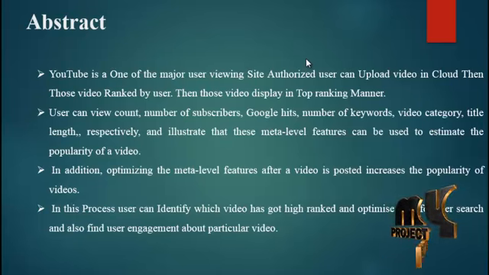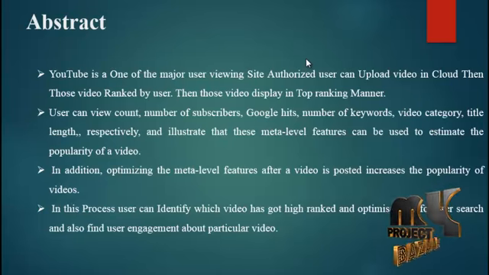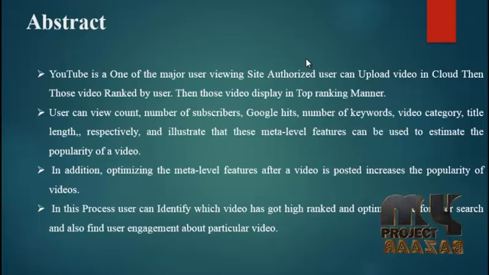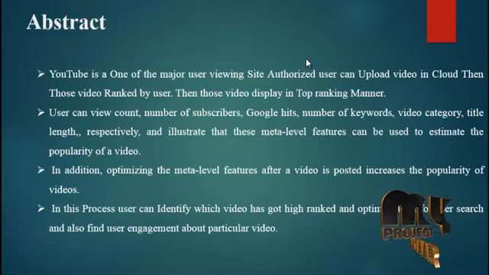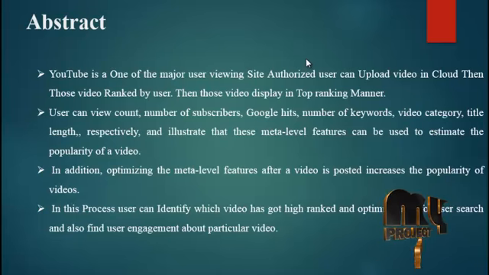Users can view the number of subscribers, the number of keywords, video category, title, and length respectively. These meta-level features can be used to estimate the popularity of a video. In addition, optimizing the meta-level features after a video is posted increases the popularity of the video.